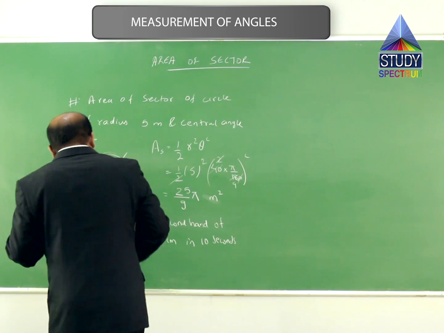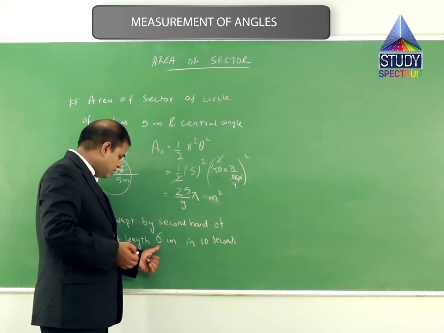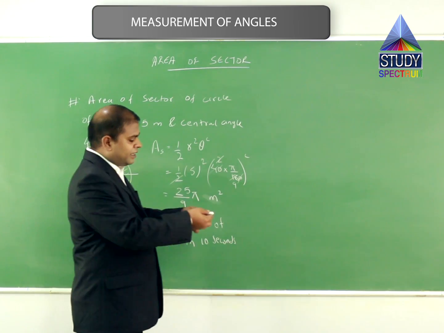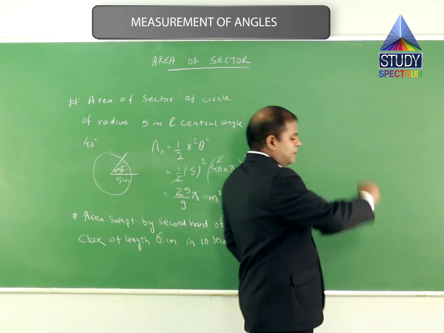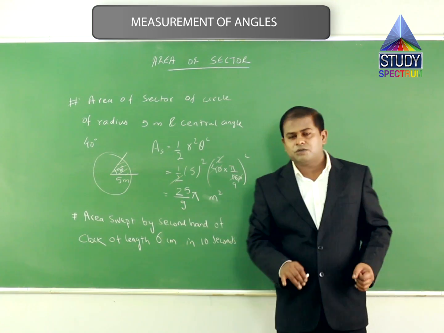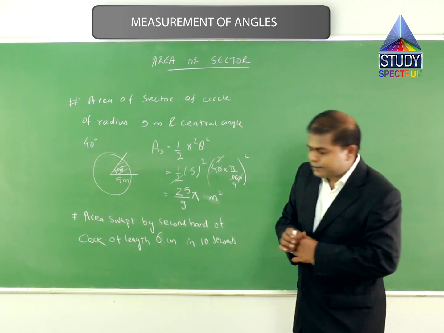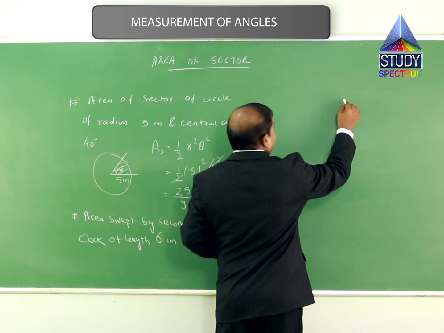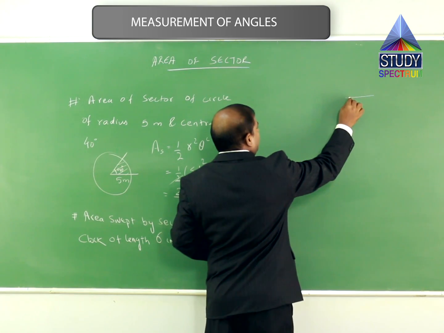So there is a watch, a clock, the second hand of which is of length 6 centimeter. It traces some area in 10 seconds. The question is, what area is swept by that? So I'll draw a supporting figure here. Suppose this is the second hand of a clock.